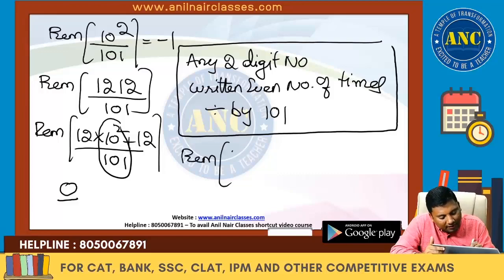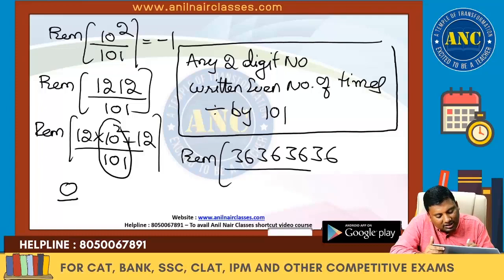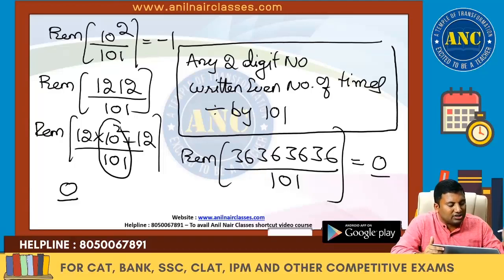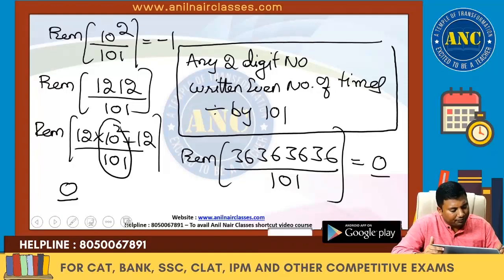Suppose it is 36, 36, 36, 36, 36 divided by 101. Any 2-digit number written an even number of times is always divisible by 101. I hope the idea is clear. One more example. The idea is very clear.